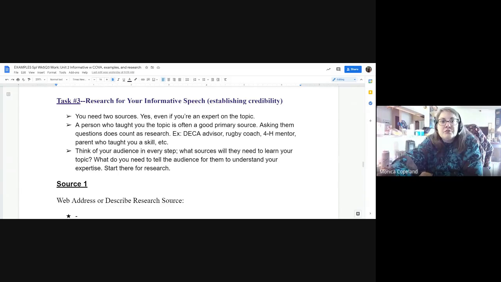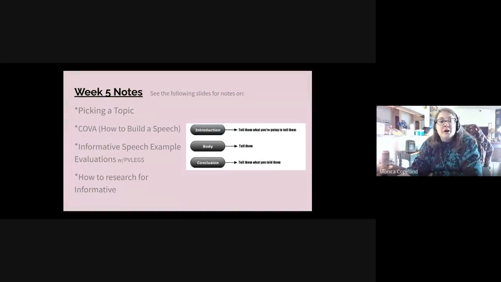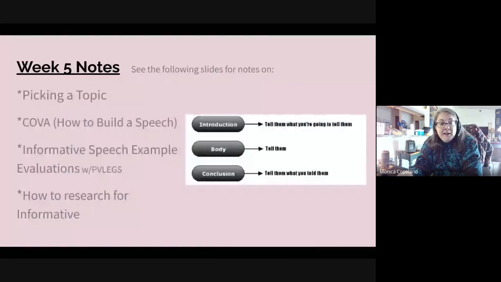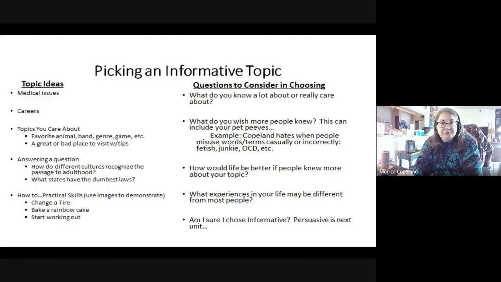So let's talk first about how to pick a topic and what COVA means. First off, picking an informative topic. For better life in your speech, it works best to pick something you really know a lot about or care a lot about.